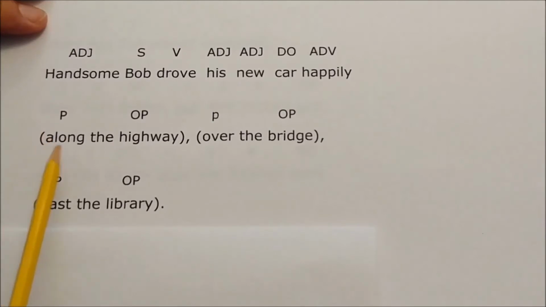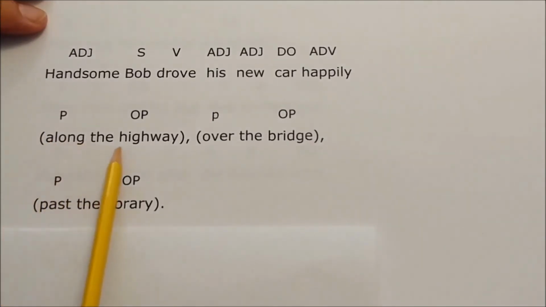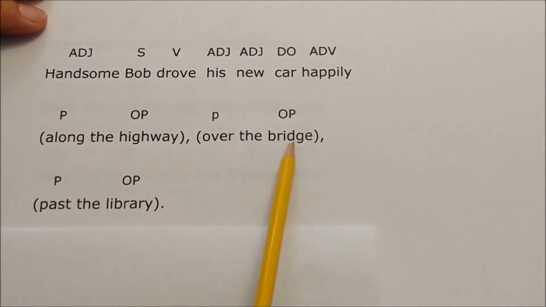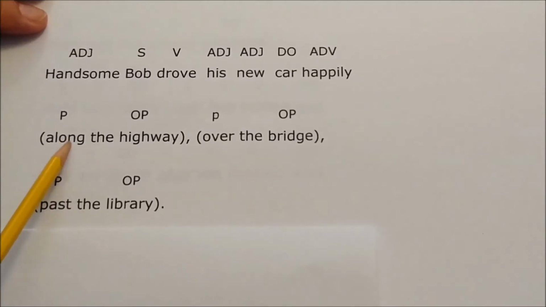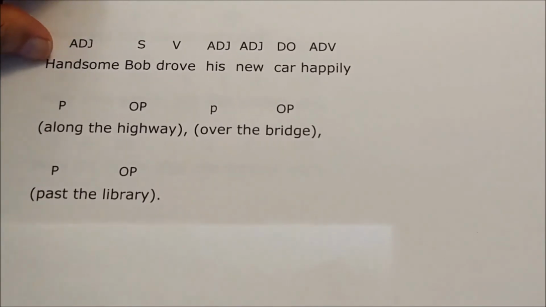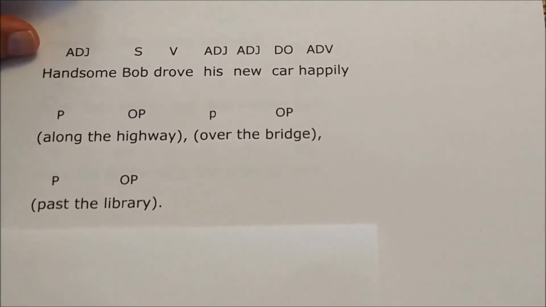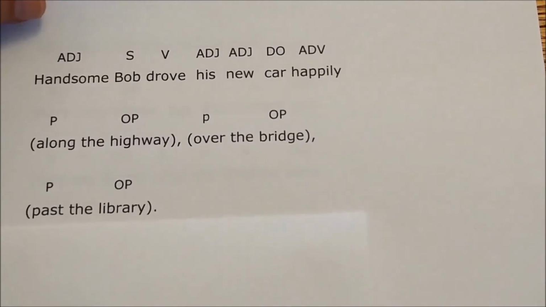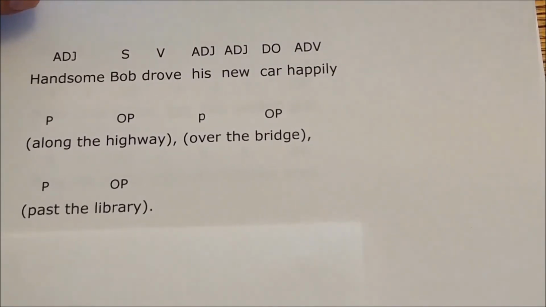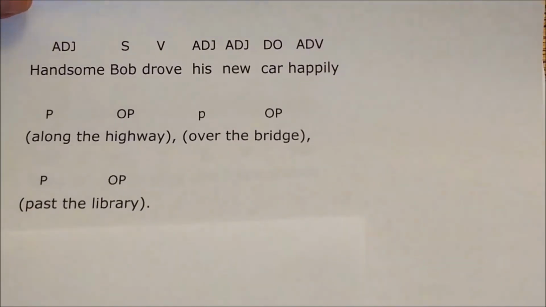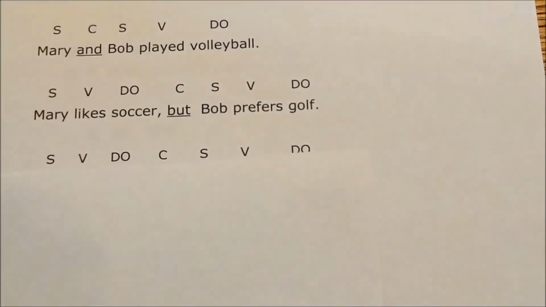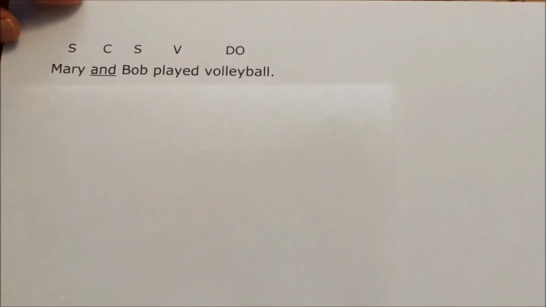And then we have a series of prepositional phrases. Along the highway, over the bridge, past the library, each a prepositional phrase. By the way, along, over, and past are all prepositions. There are about 45 prepositions, and you can easily Google these up, but in time you get to know most of them that are used frequently. Let's take a look at this sentence now.